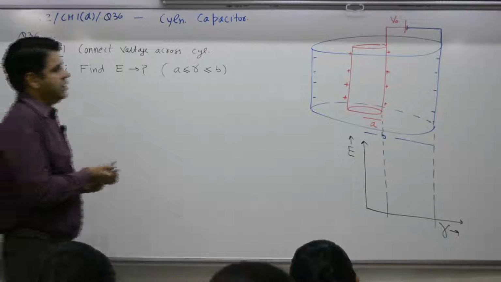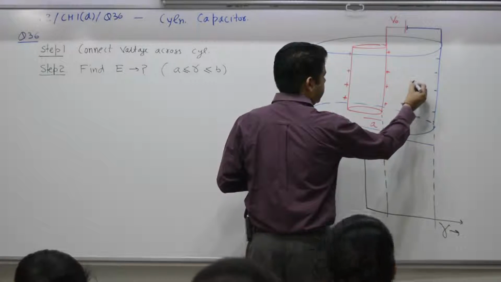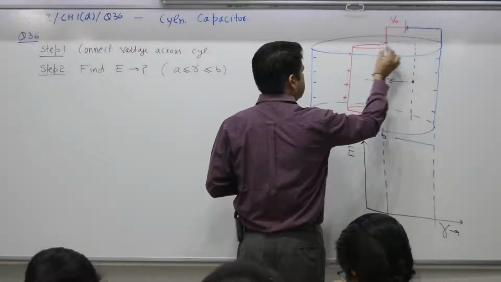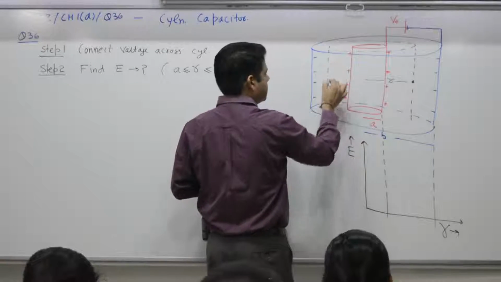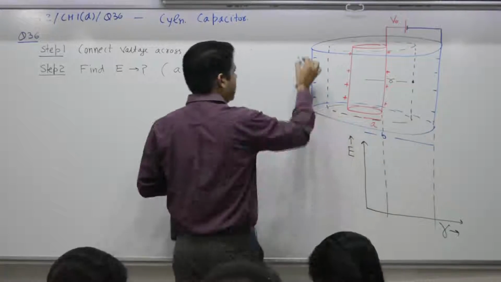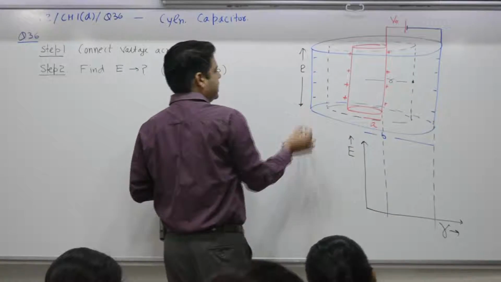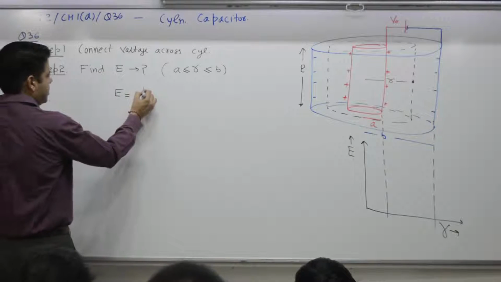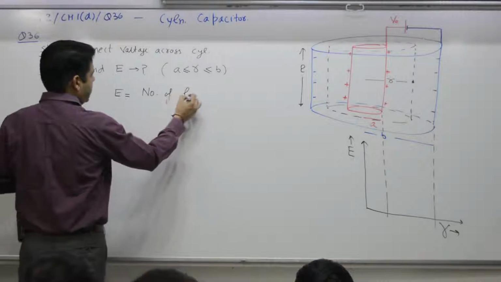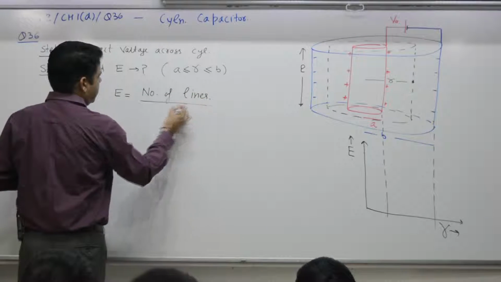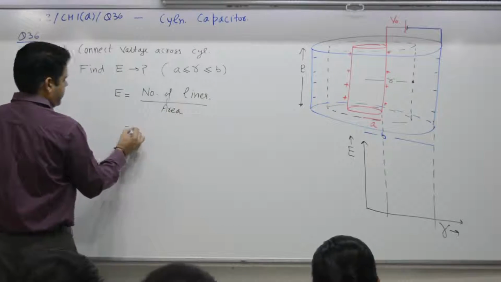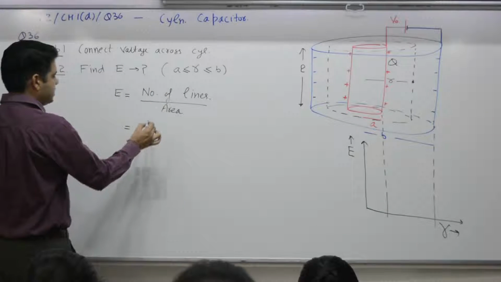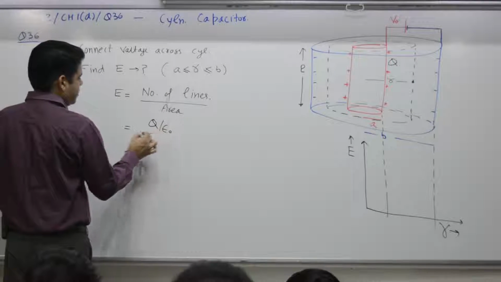Procedure. Let there be a point P at distance r. A hypothetical cylinder, a Gaussian surface you call this, at distance r. Length of all the cylinders is L. E represents what? Electric field, the number of lines per unit area. If the charge is Q, the number of lines is Q by epsilon divided by area.